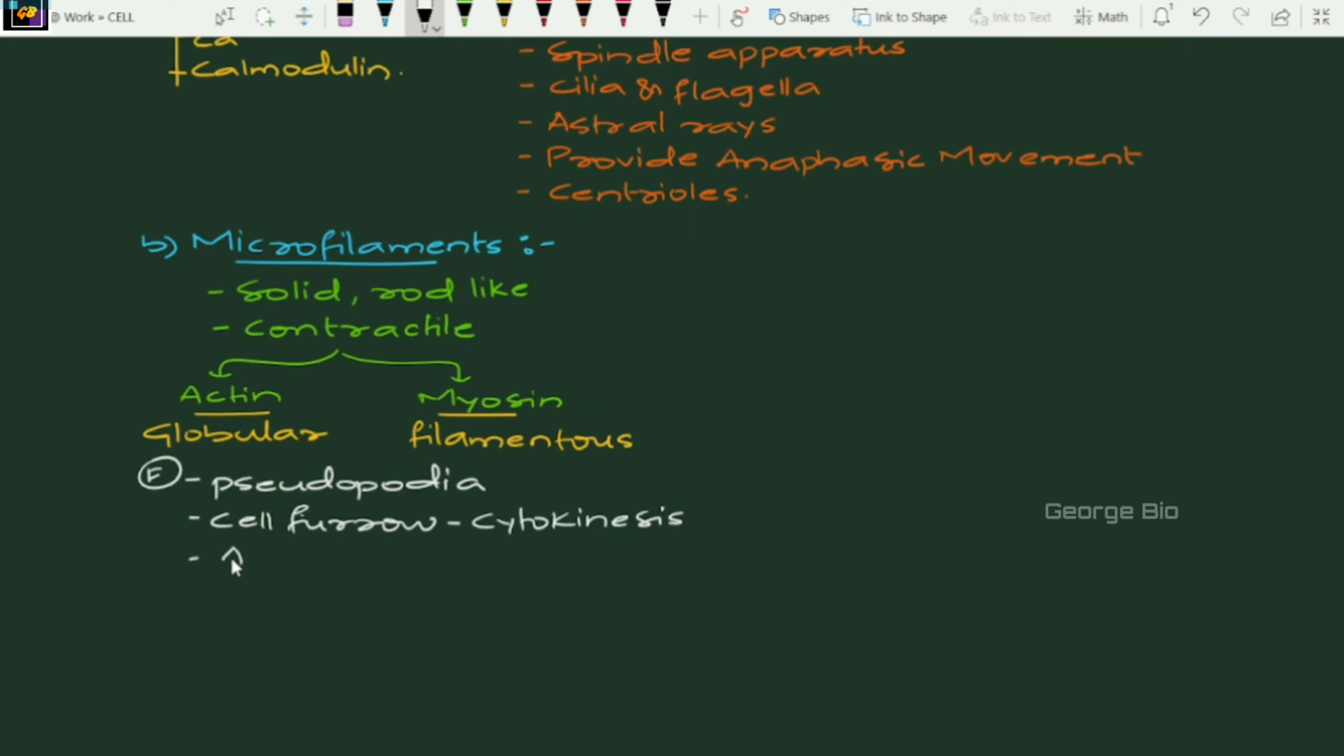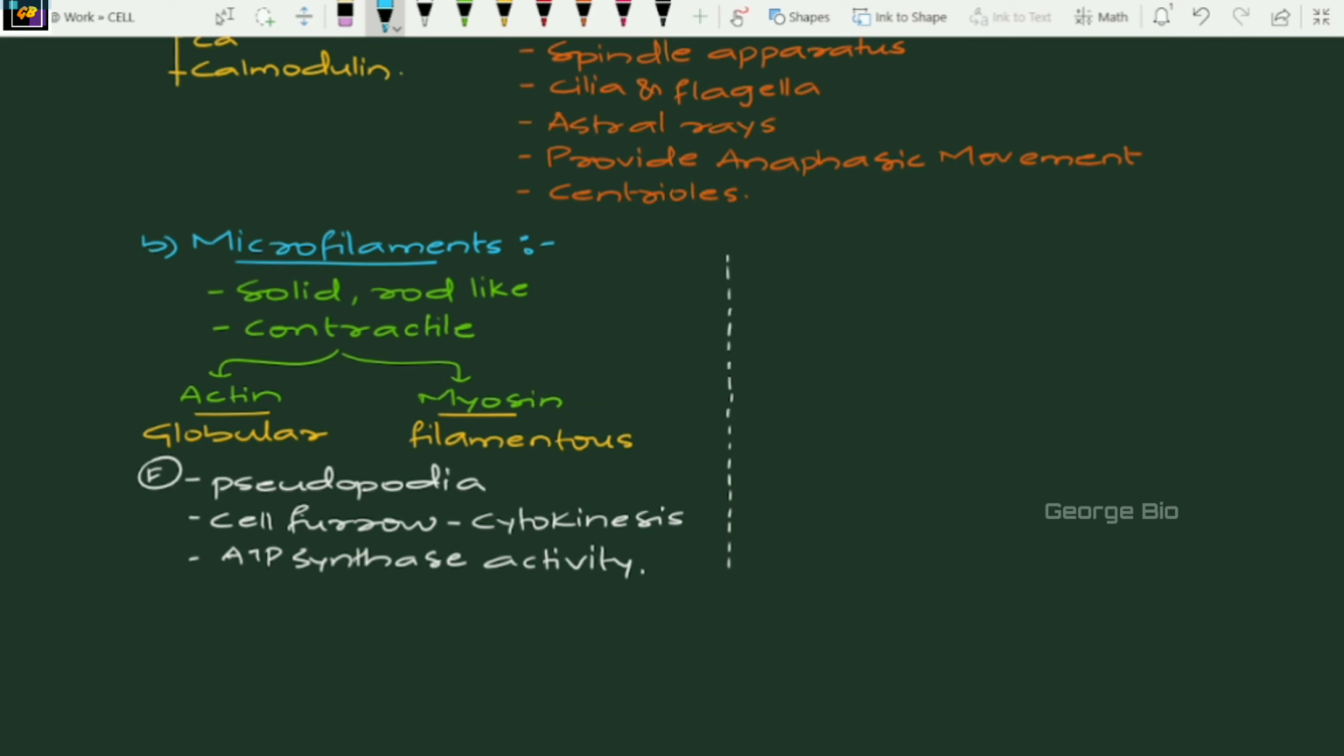Now it consists of ATP synthase activity. If a question is asked, the type of cytoskeleton member that consists of ATP synthase activity, that is microfilaments. That is how you can take the question.